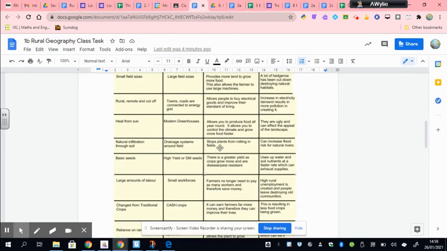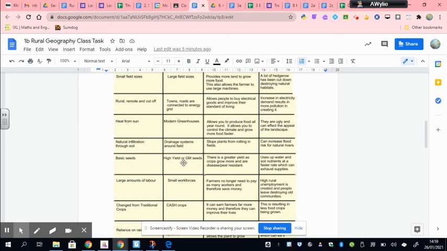Another change they can make is they can introduce drainage systems to their fields rather than just relying on the water naturally draining through the soil. What this means is during periods of heavy rain, the fields won't become flooded, which would destroy or damage the crops. So drainage systems allow crops to drain properly and ensure that there is no damage, and that increases the amount of food they're producing.